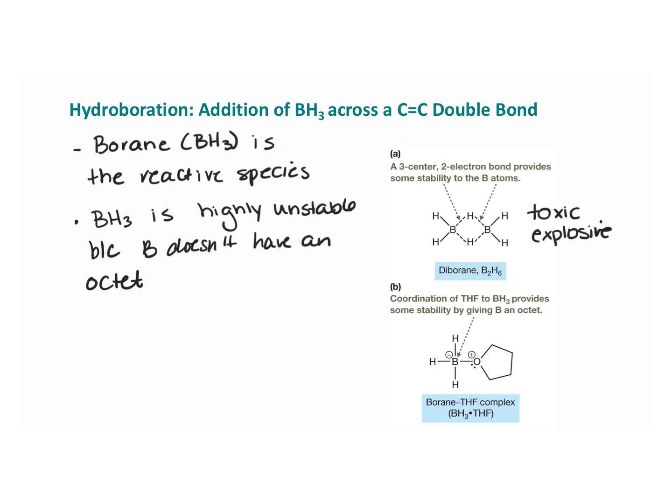But a more stable version of BH3 is sold commercially as a 1-to-1 complex with tetrahydrofuran. Now, this is indicated as BH3·THF, and it forms this complex shown here. And the THF here acts as a Lewis base to give the boron atom its octet. You can also have a 1-to-1 complex that'll work like this, BH3 with dimethyl sulfide, which would look like CH3SCH3, or BH3·DMS, okay? And these can all be used as a source of borane to do this reaction.